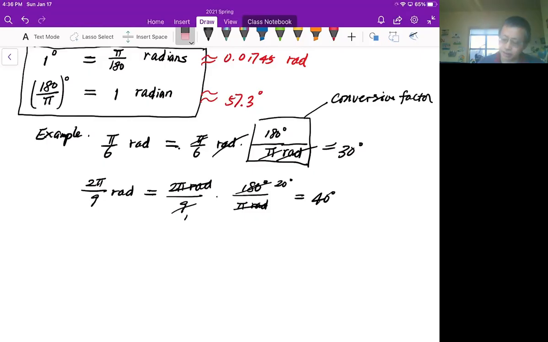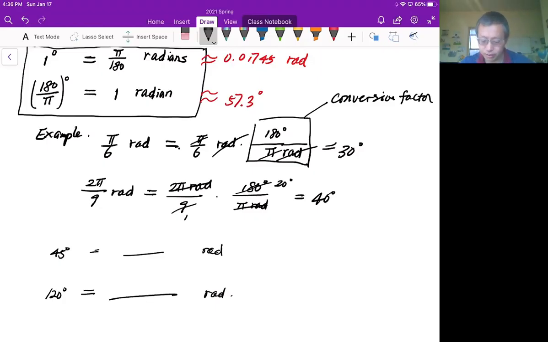Good. Okay, let's do the opposite. Here is another question for the opposite. I want to change 45 degrees to radians. 45 degrees equals how many radians? And then 120 degrees equals how many radians? Give everyone 20 seconds.